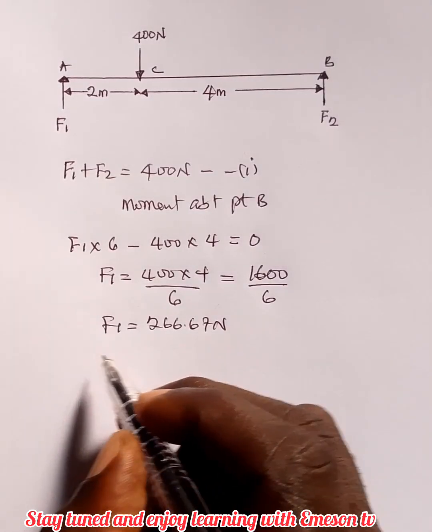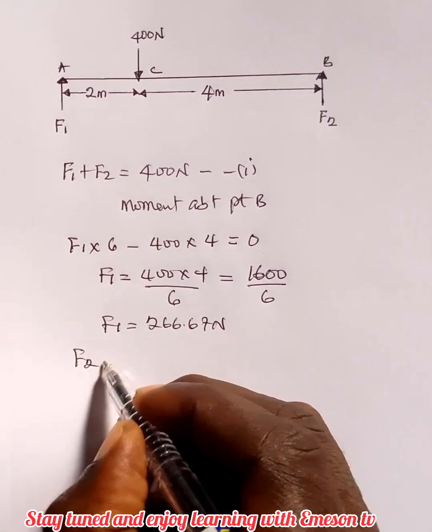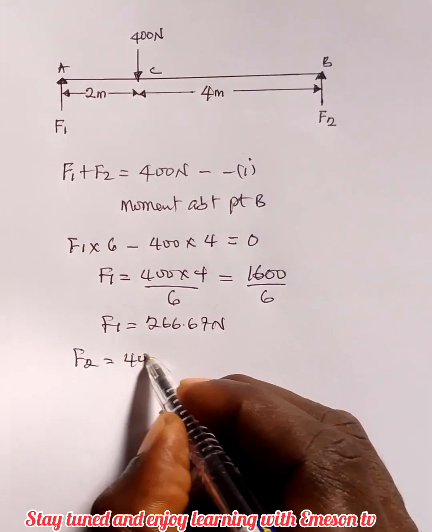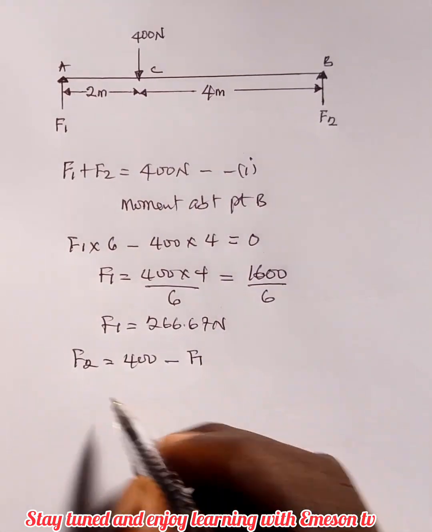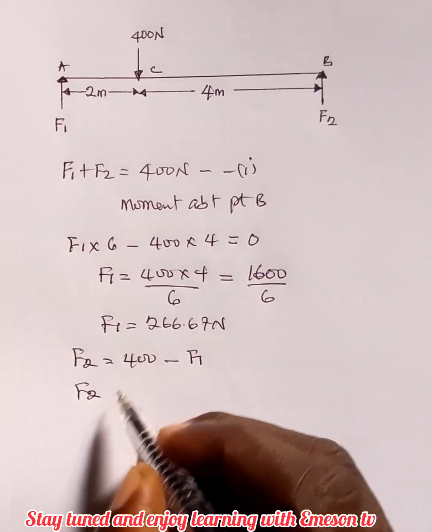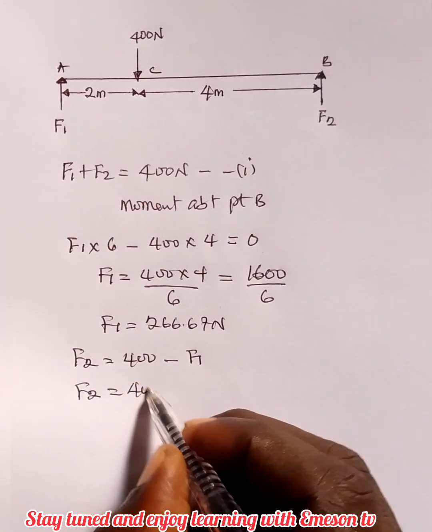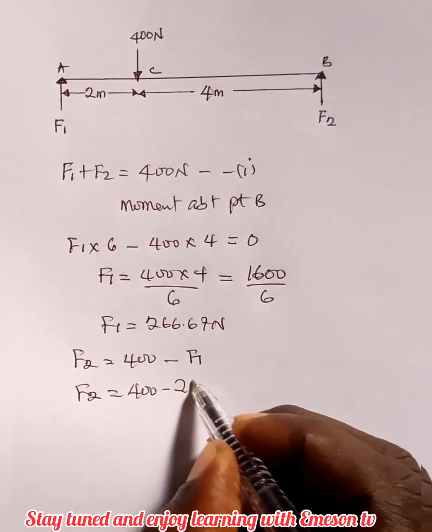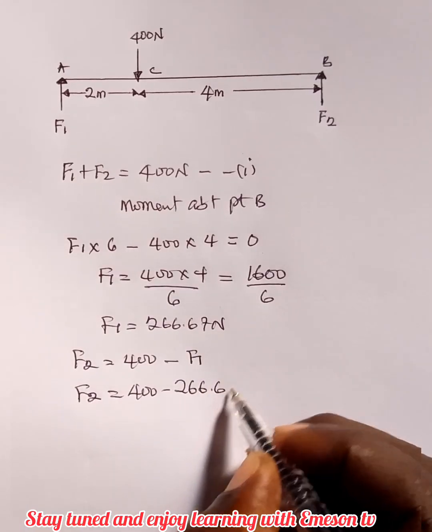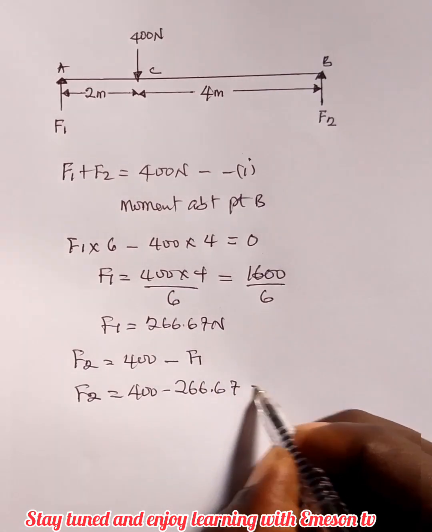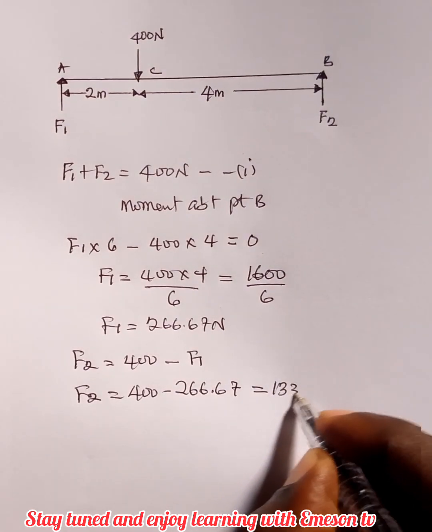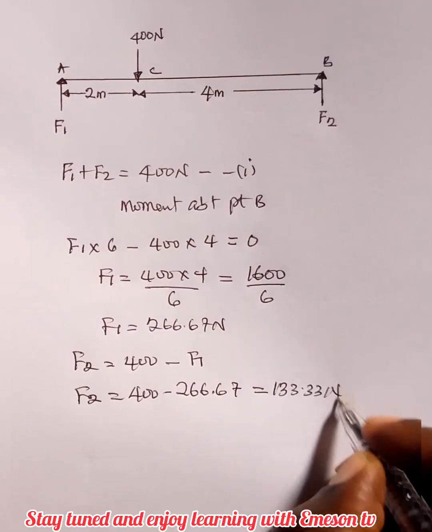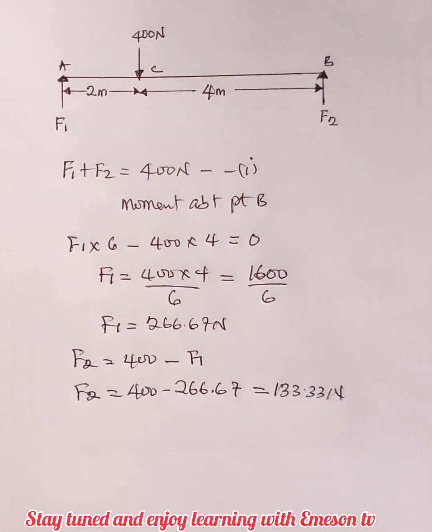So let's substitute F1 into equation 1 for us to have our F2. It simply means that our F2 will be equal to 400, with F1 moved to this other side. F2 is equal to 400 minus 266.67. So our F2 eventually becomes 133.33 Newton. So I've gotten our F1 and F2.